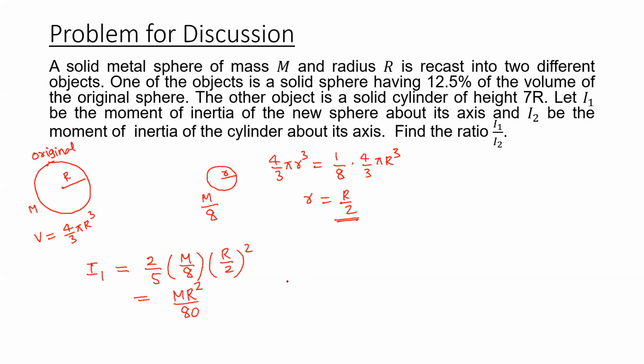So to get I2, what do we have to do? The solid cylinder height is given. Pi r square h. Solid cylinder height is given. So this is 7R. I don't know its radius, so let's call this radius x this time. Now, what is the volume of this? We can say pi x square. Oh, sorry. What is the height given as? 7R, right? I took it as 2R. So this is 7.